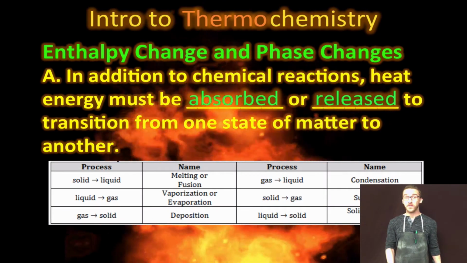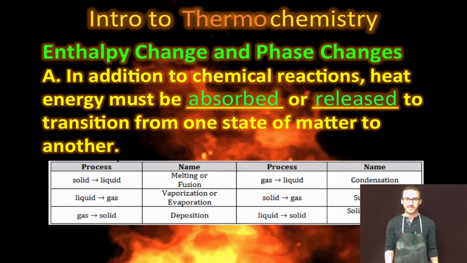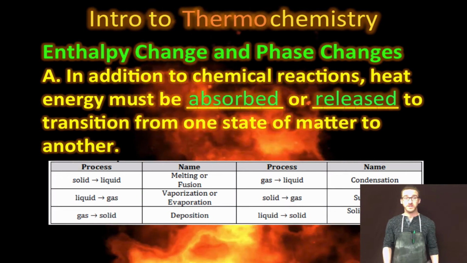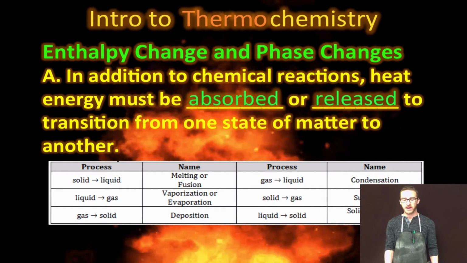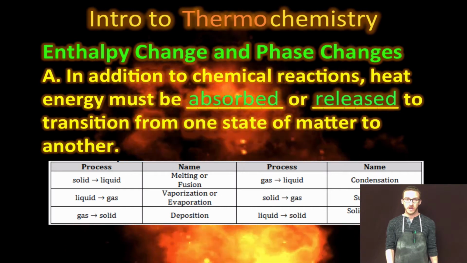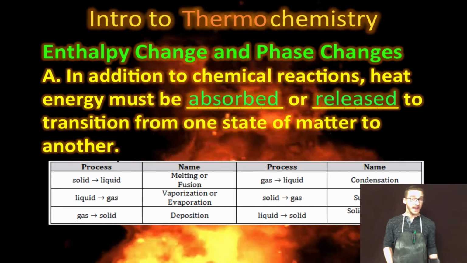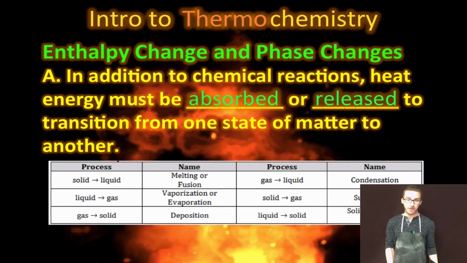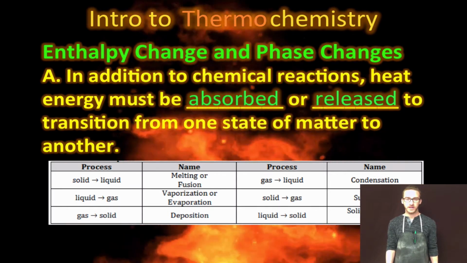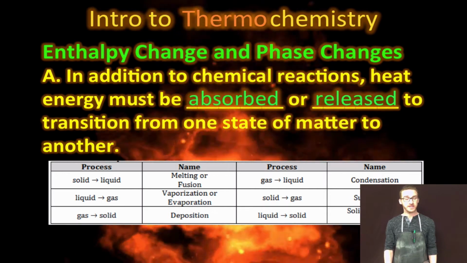Alright, so there's a lot there. First thing we're going to do is recognize that in addition to chemical reactions, heat energy must be absorbed or released to transition from one state of matter to another. So as you take a look at your screen and at the table that's in your notes, recognize that if we melt, condense, vaporize, sublime, or freeze, all of those processes require the absorption or release of heat.